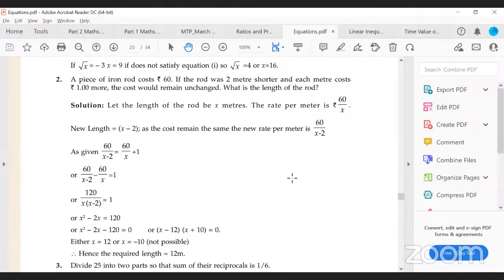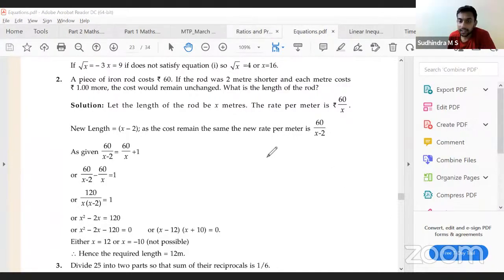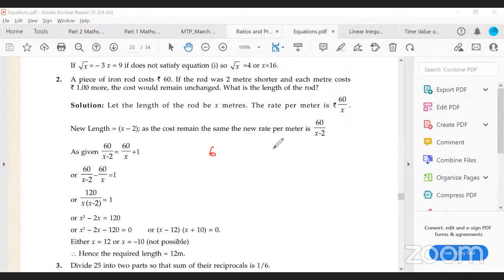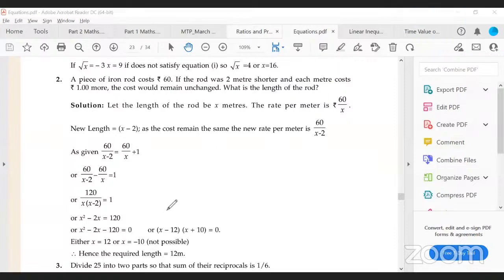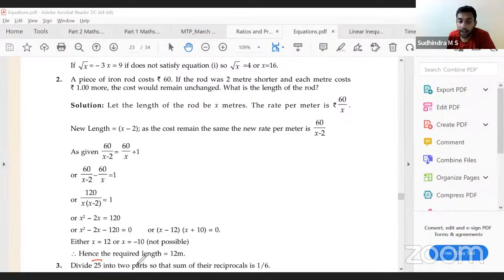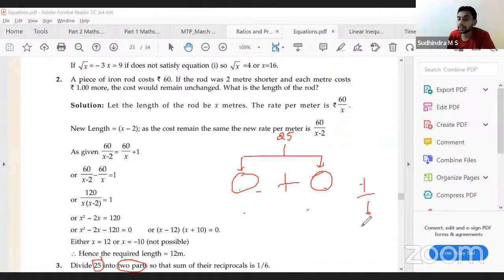Six x square minus 6 plus 1. Sorry, come again. 6x square minus 6 plus 1. No. What are we supposed to calculate? 10 and 15. Correct. We are supposed to calculate the two values using which we can divide 25. 25 should be divided into 2 parts. Okay, 2 parts. So 25 should be divided into 2 numbers so that those 2 numbers, if I add their reciprocals, I get 1 by 6 as the answer.